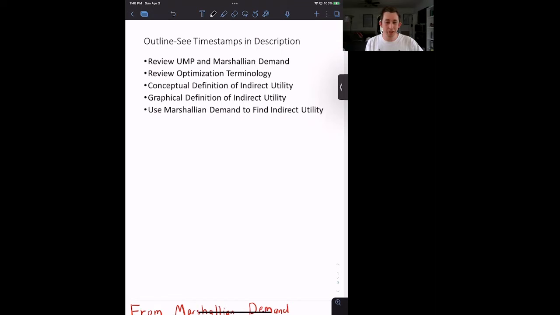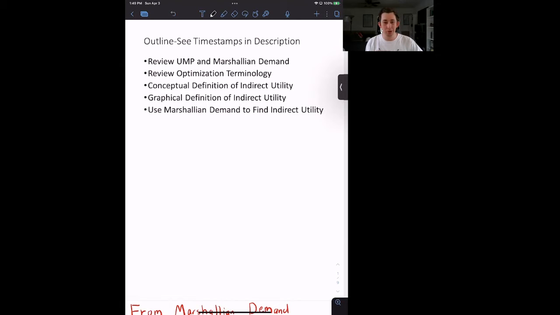Today we are talking about the consumer problem. We're talking about indirect utility and the indirect utility function. What we're going to do today, we are going to review the utility maximization problem, specifically Marshallian demand. We are going to talk about indirect utility conceptually and graphically. Then we are going to quickly review some optimization terminology. And finally, we are going to use that Marshallian demand to find indirect utility and talk about what it means. Timestamps are below if you would like to jump around, but let's go ahead and get into it.